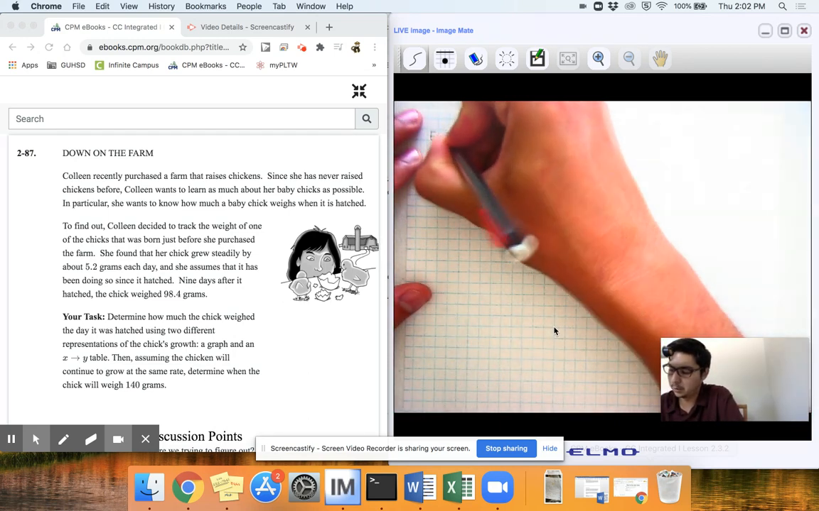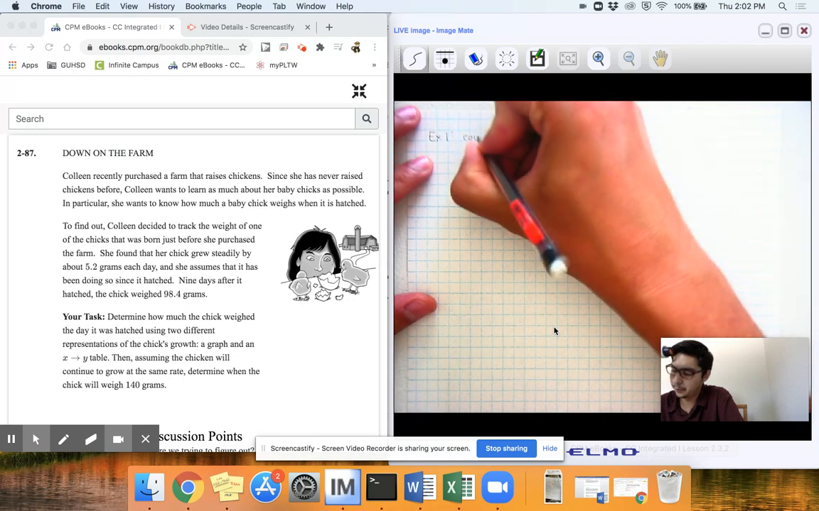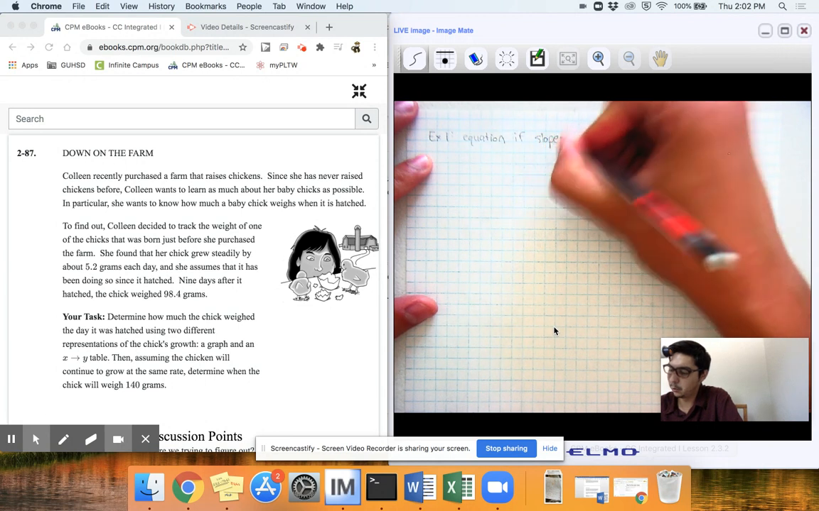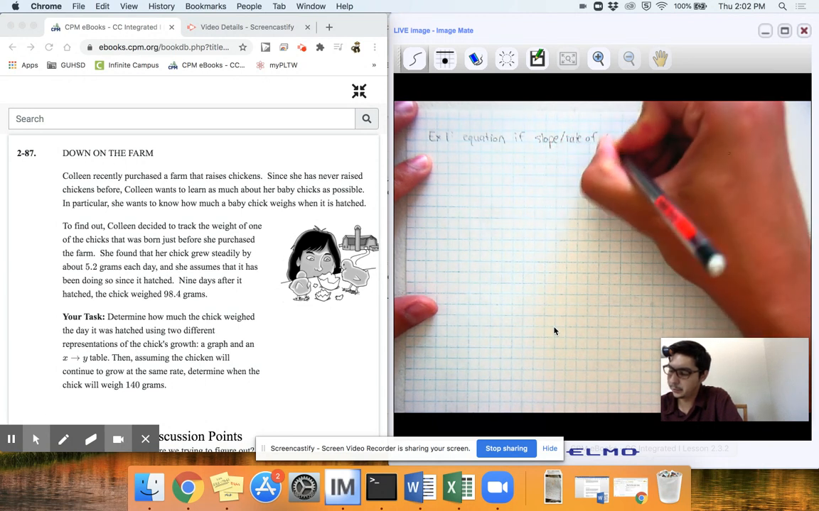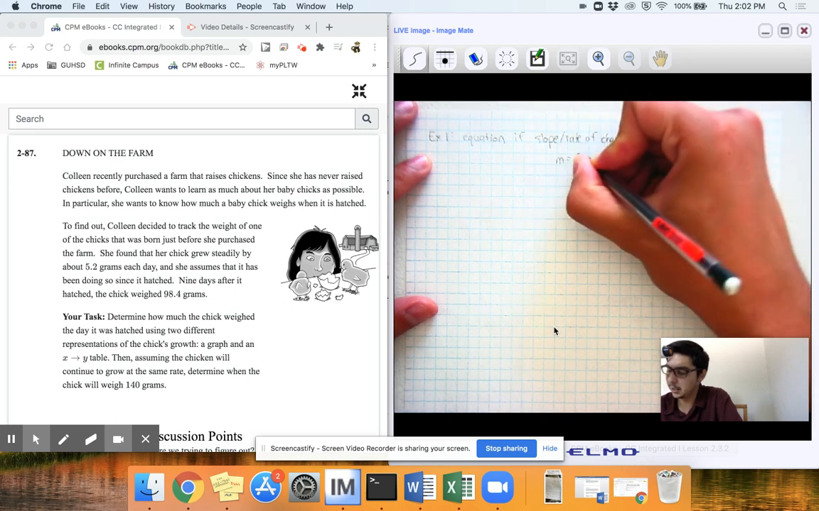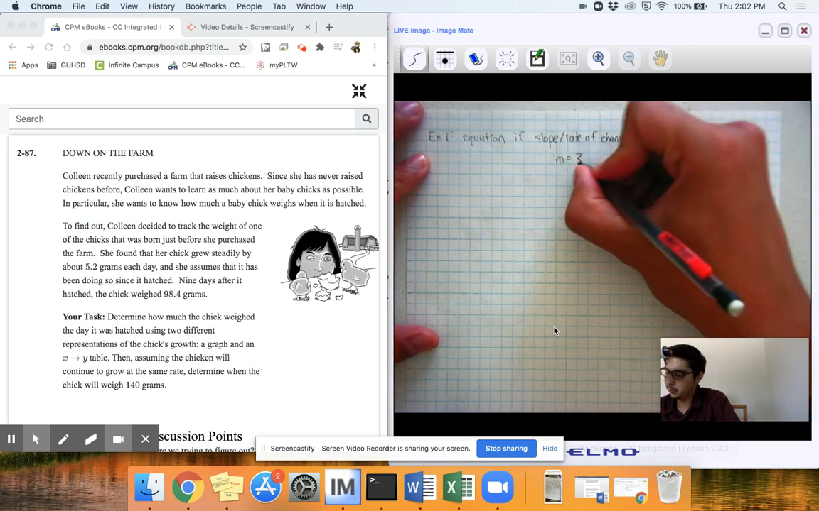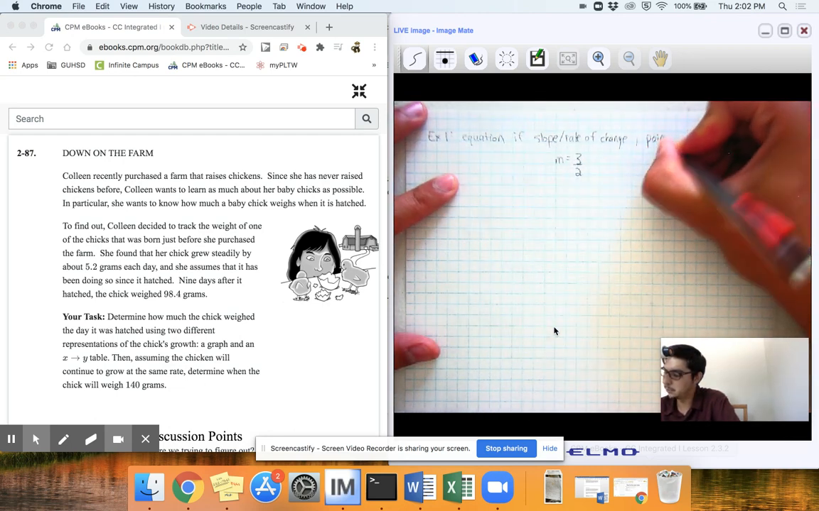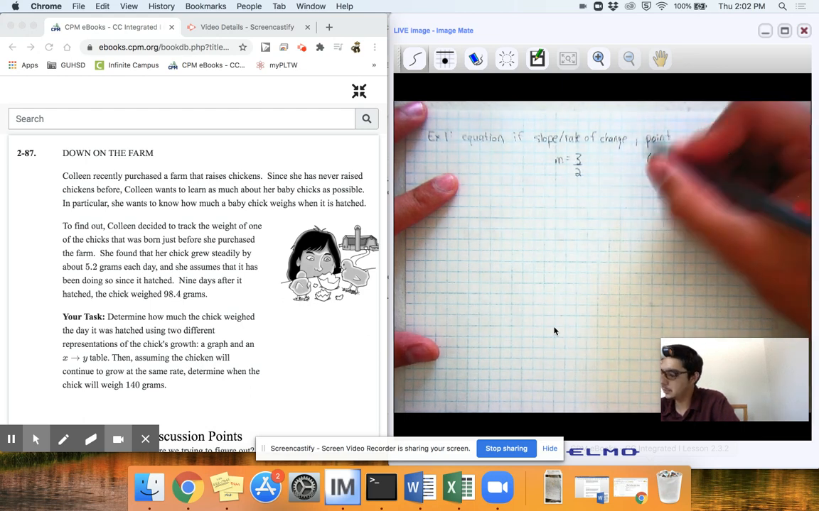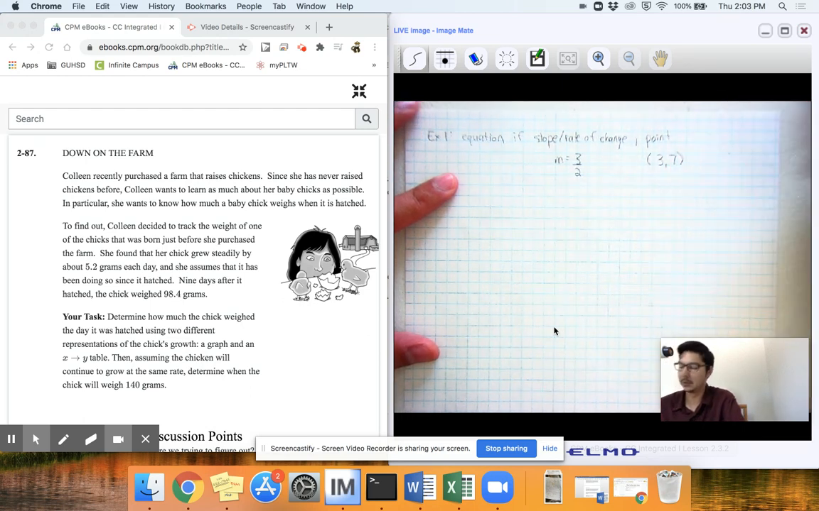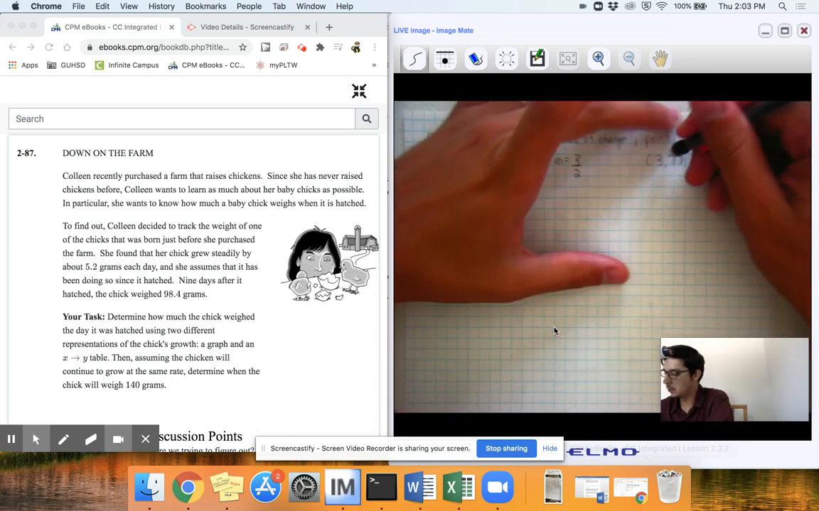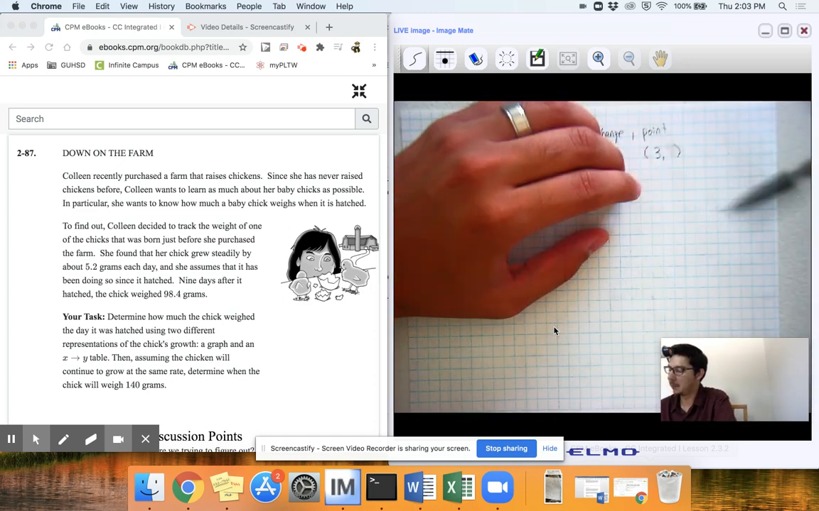So example 1. So what's the equation if we know that the slope or rate of change is, say, 3 over 2, and we also know a point, say 3, 7. What's the equation? Let's do, I'm going to change that to 9. Right.